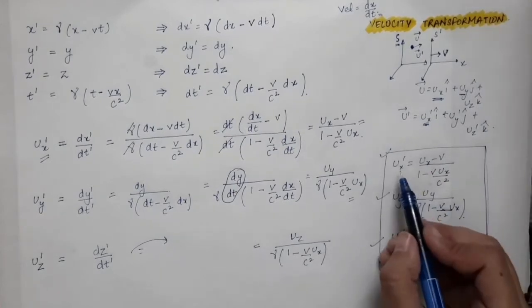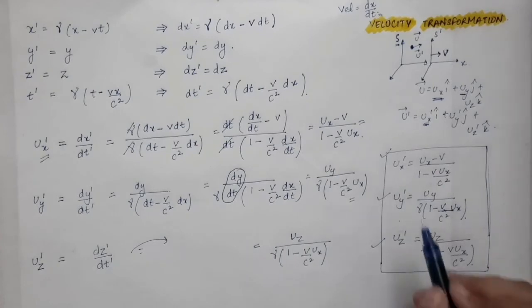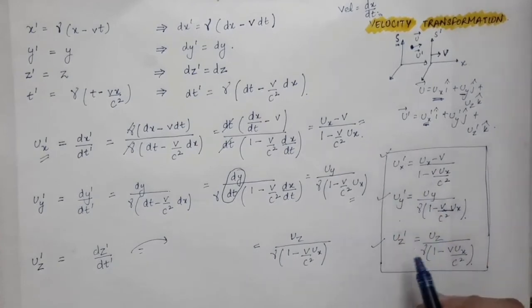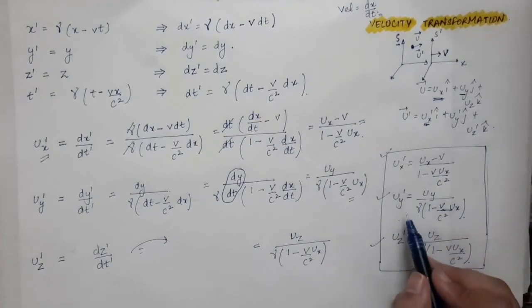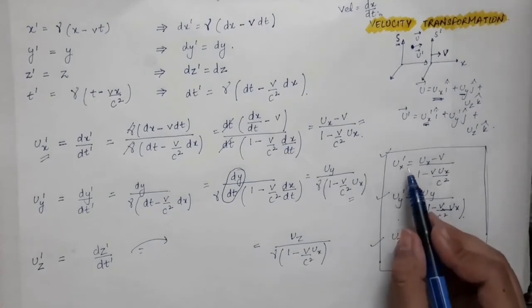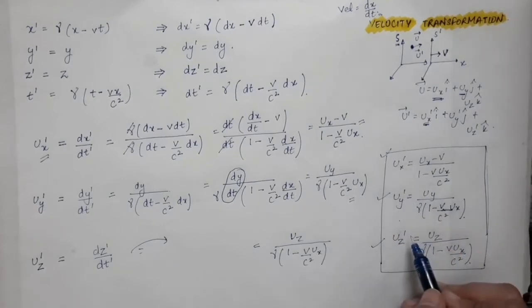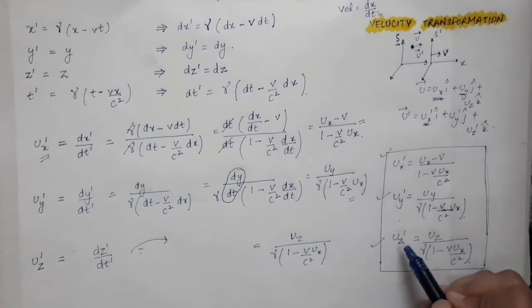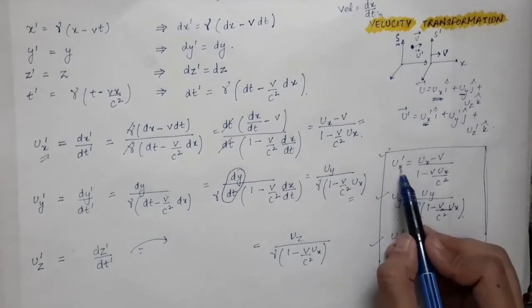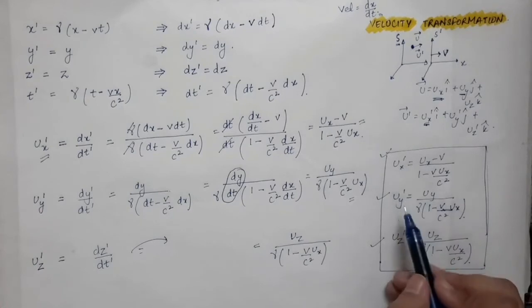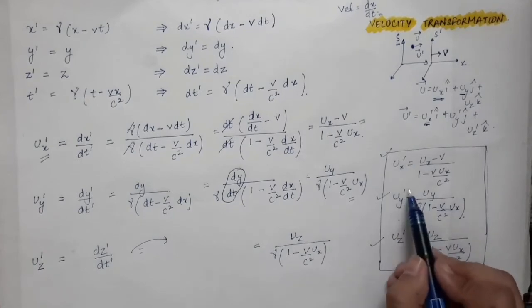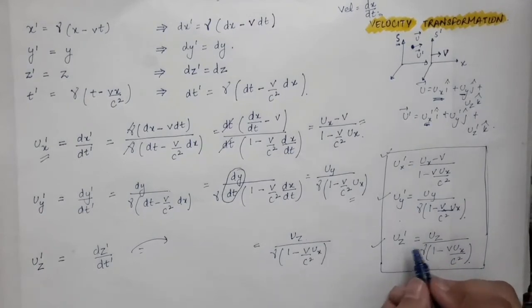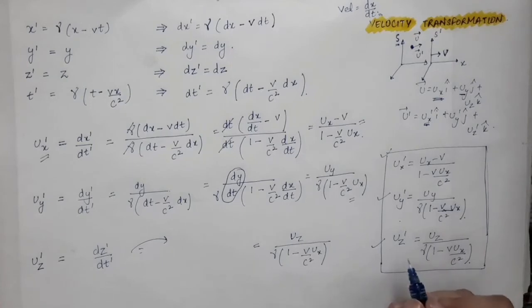And over here, these equations give you ux prime, uy prime and uz prime. So these help you to find ux prime, uy prime and uz prime. So what if you want to find ux instead of ux prime, uy instead of uy prime and uz instead of uz prime? In that case we will use the inverse transformation criteria, which we have already seen.